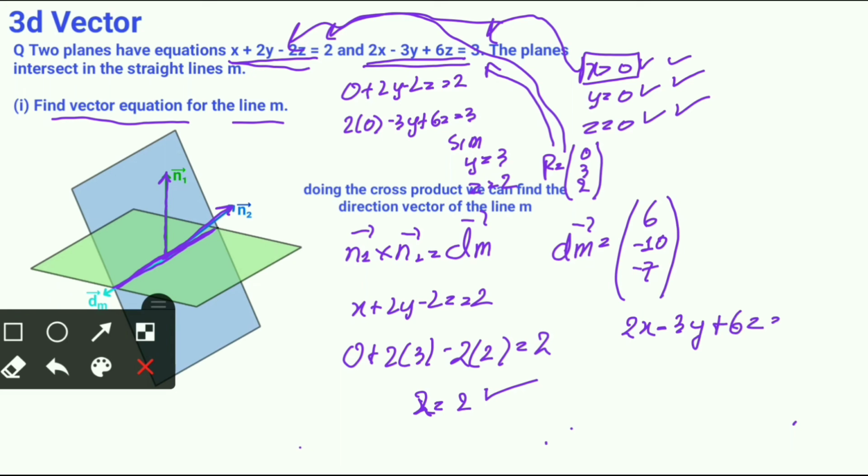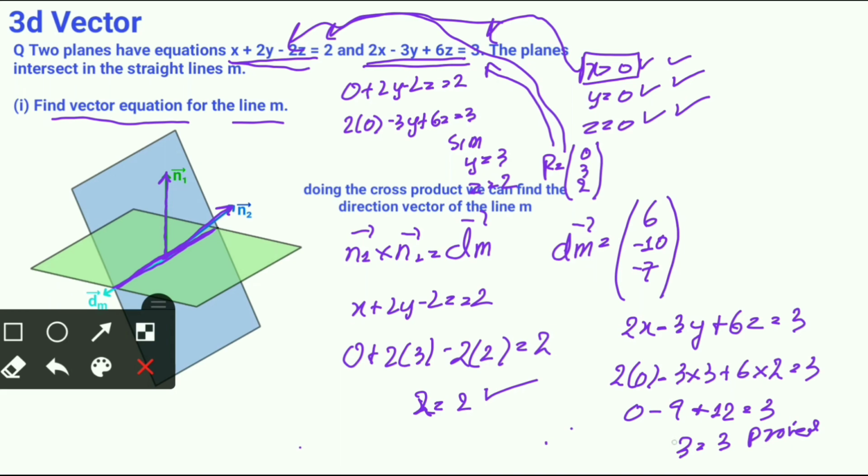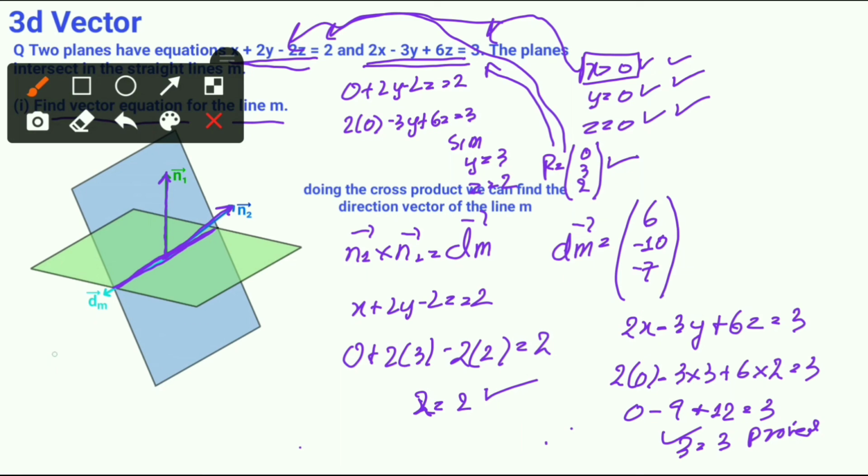Now doing the second one, the same thing: 2x minus 3y plus 6z is equal to 3, putting the values into this equation. So it's 2 multiplied by 0 minus 3 multiplied by 3 plus 6 multiplied by 2 is equal to 3. So 0 minus 9 plus 12 is equal to 3. It's 3 is equal to 3, which is also proved, which means this position vector is correct, and we got the equation of the line, which is 0, 3, 2 plus lambda times 6, minus 10, minus 7. So this is the answer.